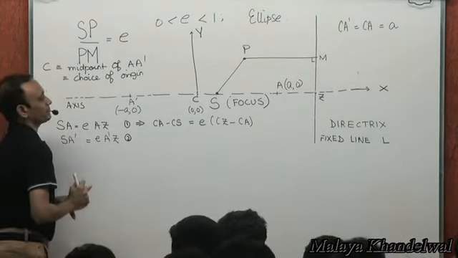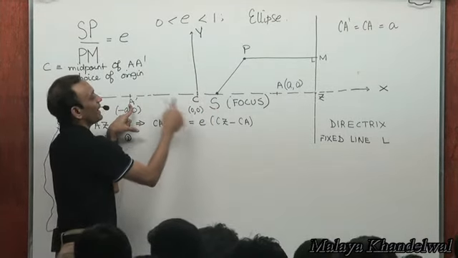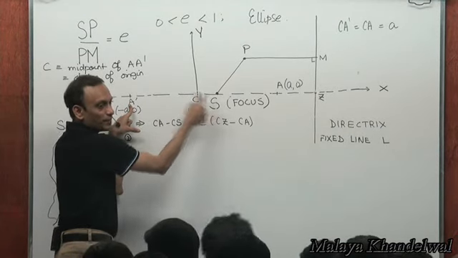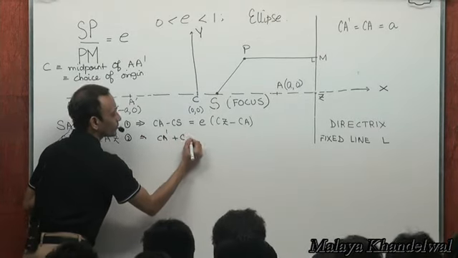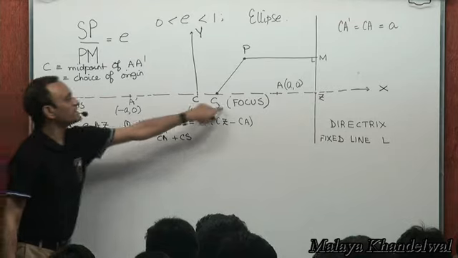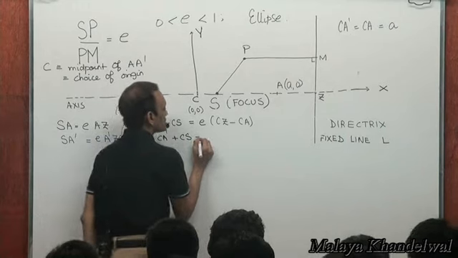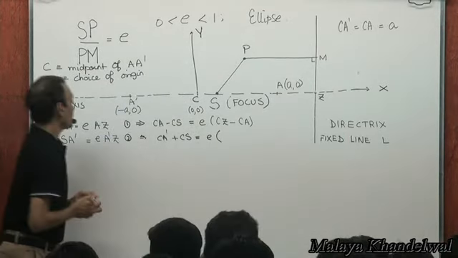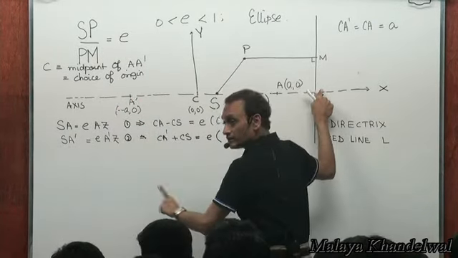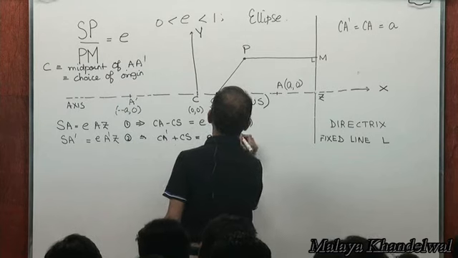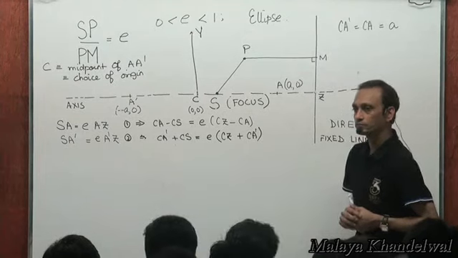This equation, SA prime. SA prime is this, which is CA prime plus CS. Yes or no? CA prime plus CS. That's SA prime. That's equal to e times A prime Z. A prime Z is CA prime plus CZ. Is that okay or not?